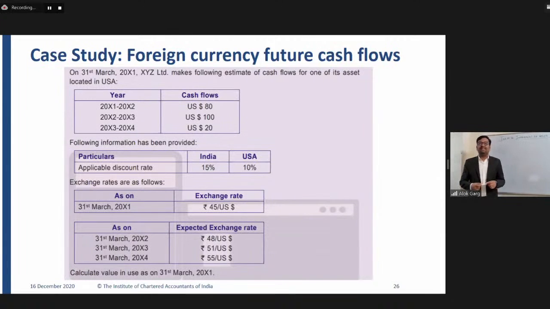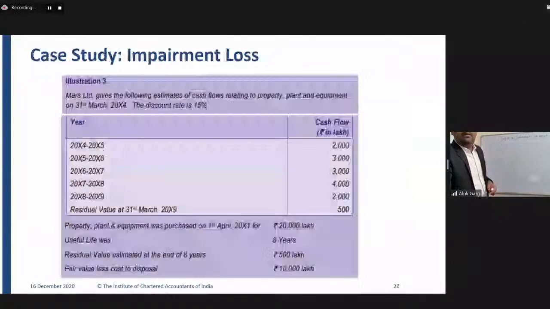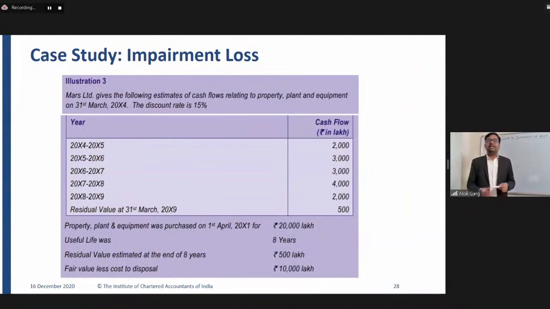Then we discuss this case study from Institute study material, which is from Test Your Knowledge, question number 7. So we discuss this case study also. Then we discuss a detailed case study on calculation of value in use, calculation of recoverable amount, calculation of revised carrying amount, and calculation of revised depreciation. So we have discussed this particular case study also.